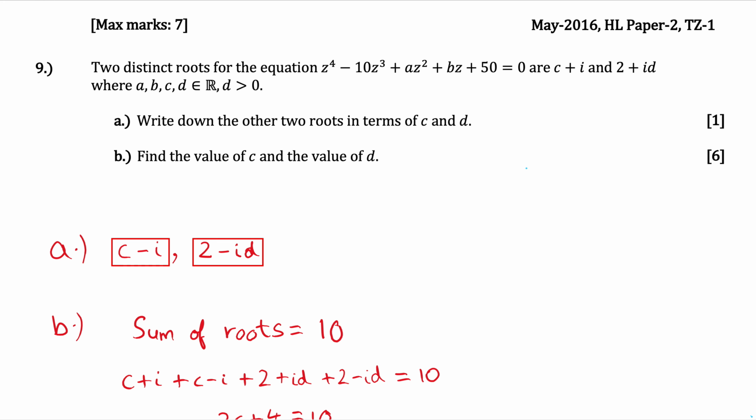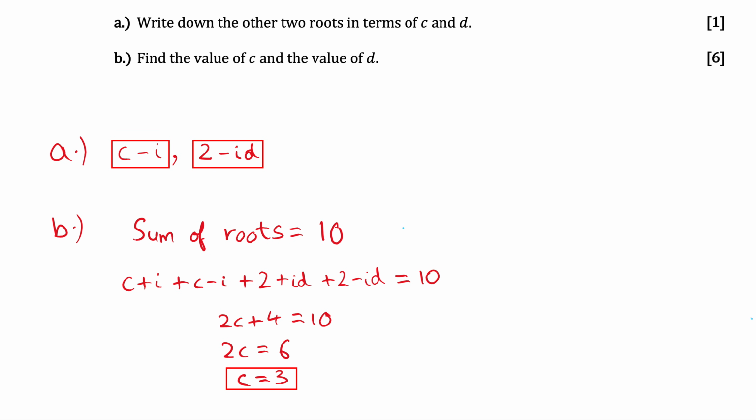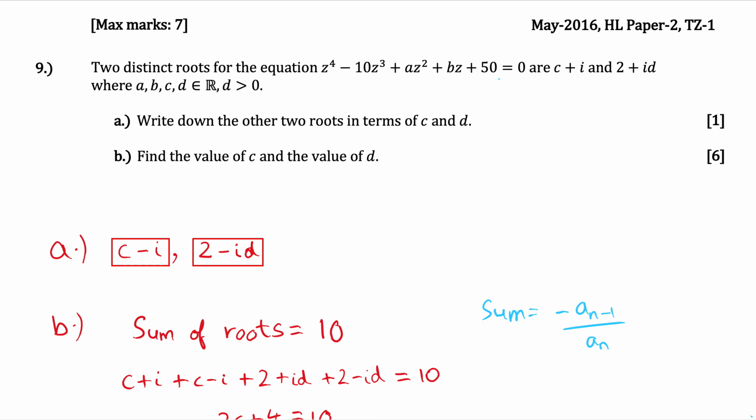Now for part B, it says find the value of c and the value of d. To find the values of c and d, firstly we can use the sum of roots formula. The sum of the roots is given by the formula negative a_(n-1) upon a_n. This formula can only be used when the equation is equal to 0, which we know is true. a_(n-1) represents the coefficient of the second largest power and a_n represents the coefficient of the largest power.